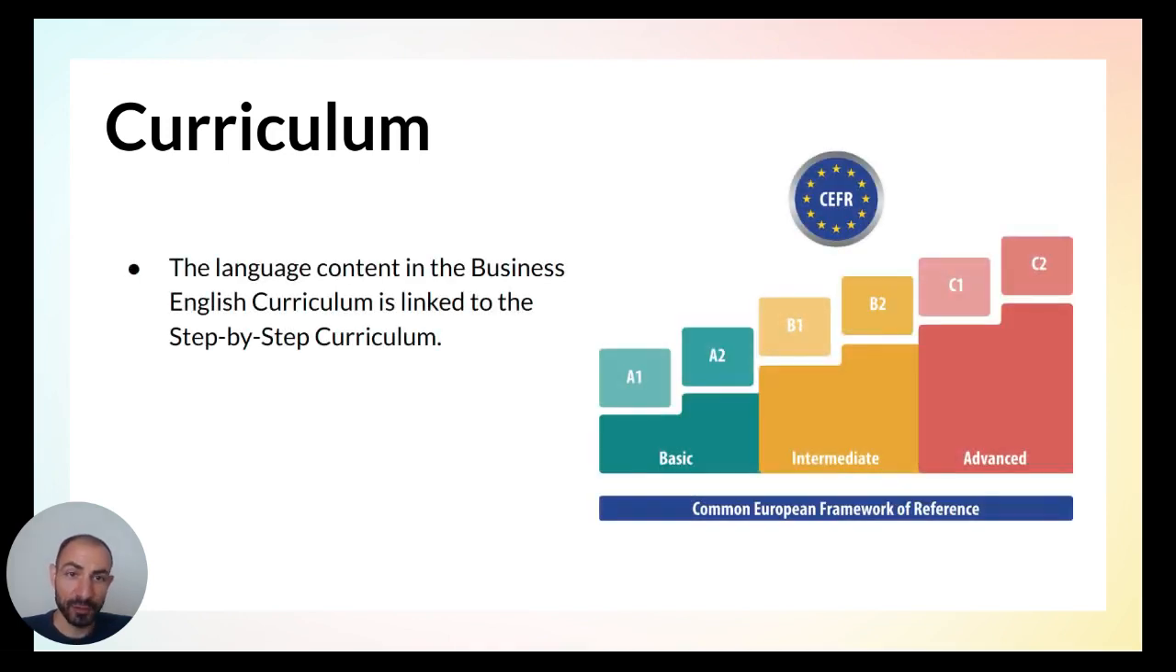Because the Business English curriculum is CEFR mapped in the same manner as the step-by-step curriculum, the language content between the two is linked. In other words, a given language point will be covered at the same level of each curriculum. So if a student is struggling with, for example, first conditionals during the B1 Business English curriculum, the teacher can use content from the step-by-step curriculum to reinforce the language point. In this way, the curricula can support one another.